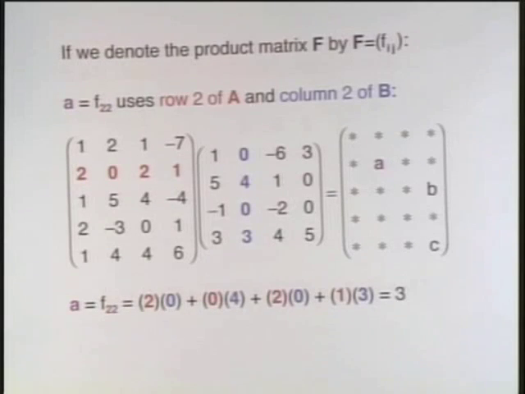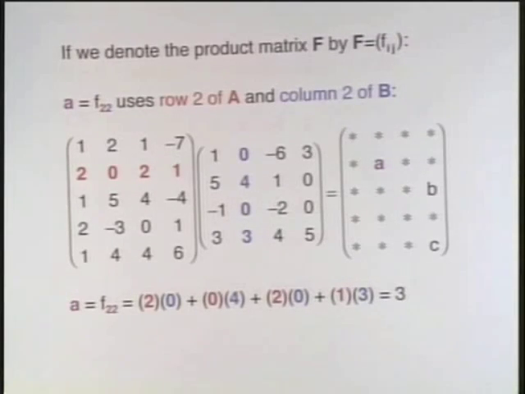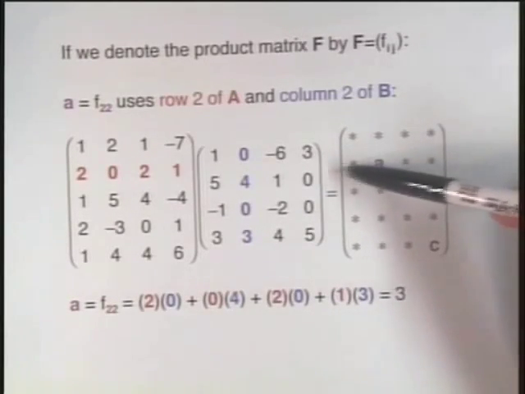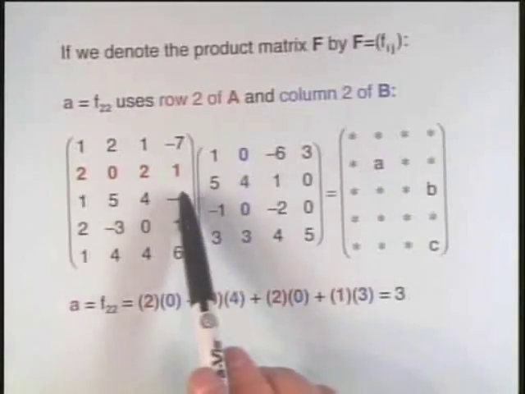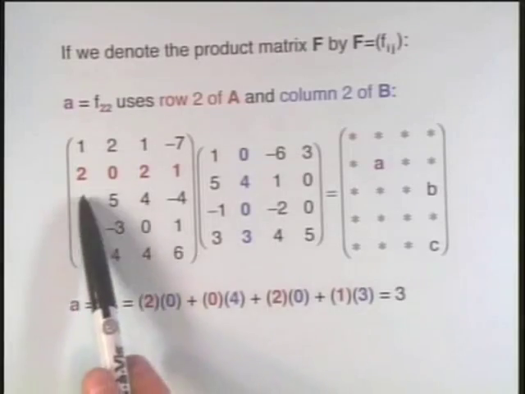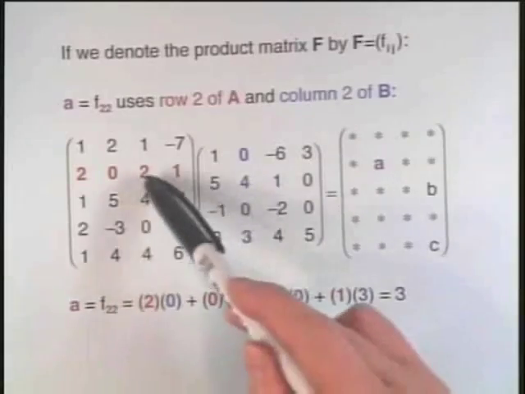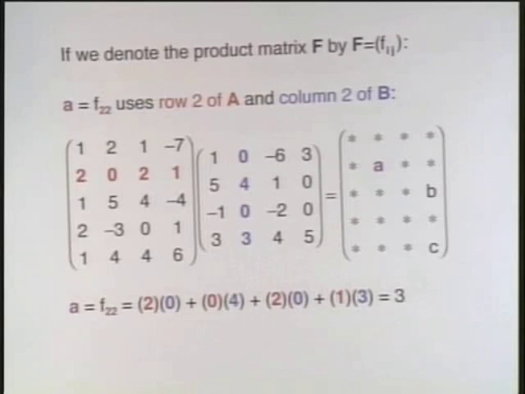If we denote matrix F as the matrix with entries F sub ij, then A is located in the F22 position because it is in row 2, column 2 of F, so it's going to use row 2 of A and column 2 of B. Therefore, A, or F22, is equal to 2 times 0 plus 0 times 4 plus 2 times 0 plus 1 times 3 for a value of 3.